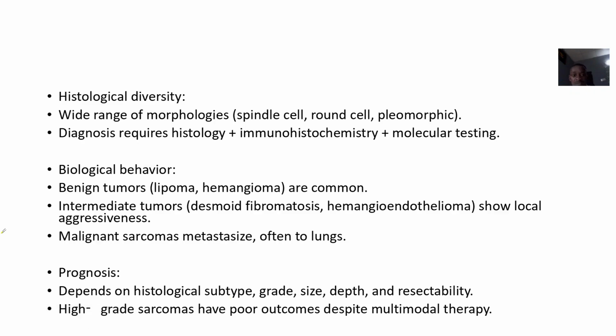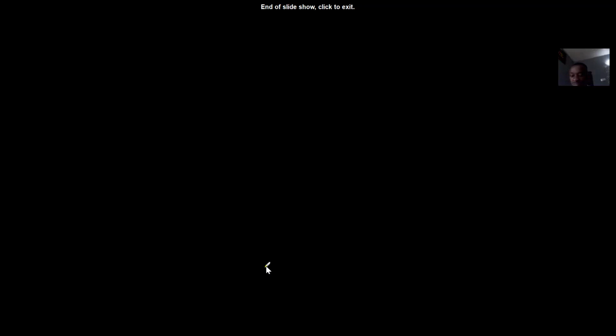Biological behavior: most of them are benign. You can also have intermediate ones, and you can also have malignant ones. Those could spread to other places. One of the complications that usually kills patients is when they metastasize to the lungs, causing complications in the respiratory tract. Prognosis actually depends on the type of cancer that you are dealing with.